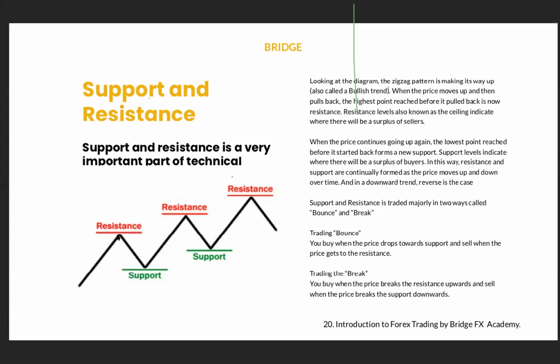When the price continues going up again, the lowest point reached before it starts back up forms a new support. You understand? Let's say it's coming down now. The lowest point it gets to before it starts back up forms a new support. And this indicates that there are so many buyers right here that are going to take the market upwards. So the sellers will become weak. They won't have a choice anymore.